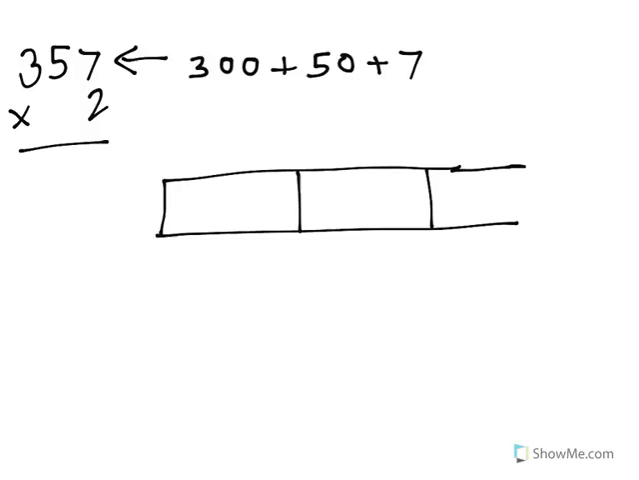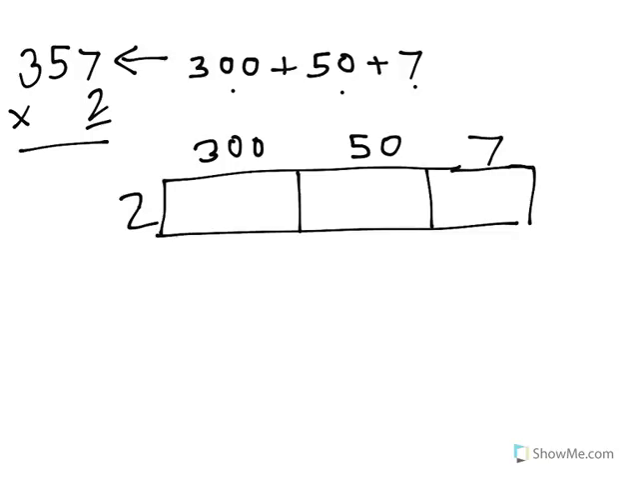I need 3 boxes because I have 3 digits. So 357. I took my place value, or my expanded form, and laid it across the top of the boxes. Here on this side we put our other factor, which is 2.